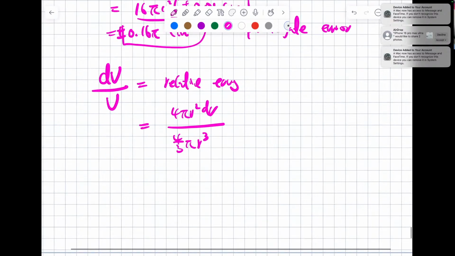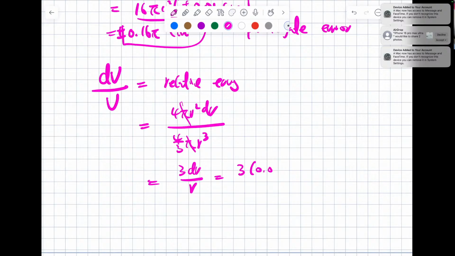If you simplify, r squared and r cubed, and the pi cancels out, that will give you 3 dr over r. That's going to be 3 times 0.01 over r, which is 2. So it'll be 0.03 over 2, which is 0.015. This is a relative error. It's relative to the original value.